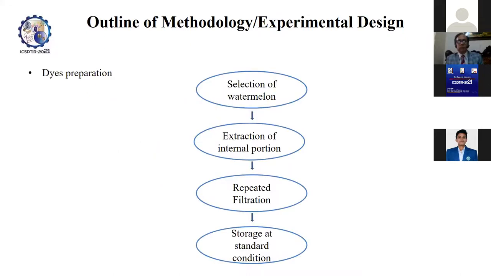Here in the slide, we can see the dye preparation. Firstly, we select a massive watermelon. Then we extract the internal portion of the watermelon. Then in the blender machine, we mix the internal portion of the watermelon. After repeated filtration, we extract the watermelon juice, which is used as dye in the dyeing process. After that, we store it at standard condition.